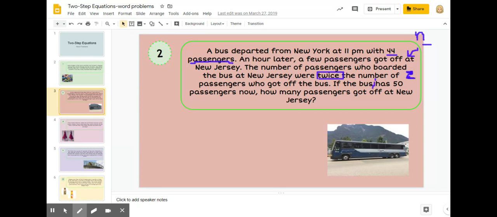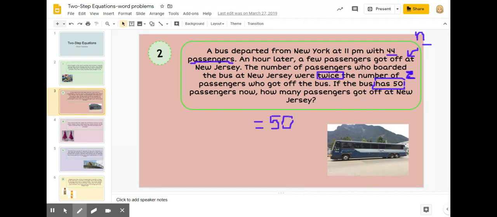If the bus has, that's our total. The bus has 50 passengers now. How many passengers got off at New Jersey? All right, this one's a tough one. I'll admit it's tough. And we're going to go through and do it exactly like it reads. First of all, it ends with that they now have 50 passengers on the bus. So we now know that there are 50 passengers on the bus now.